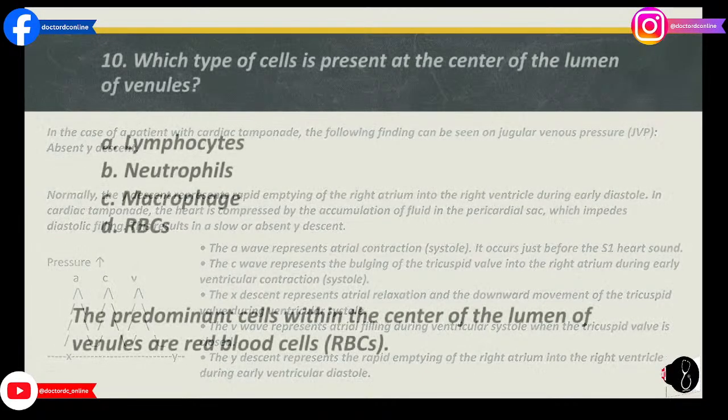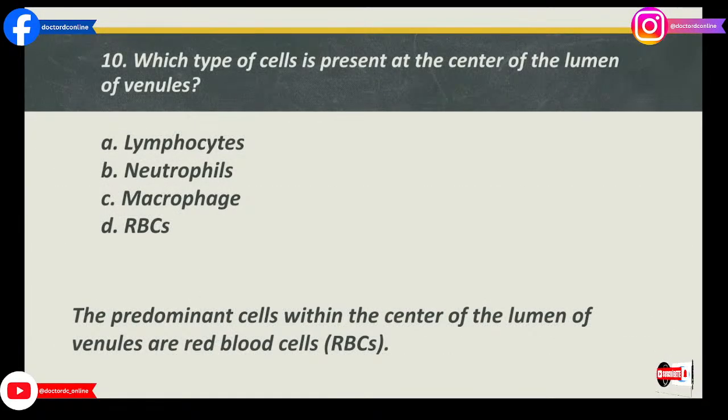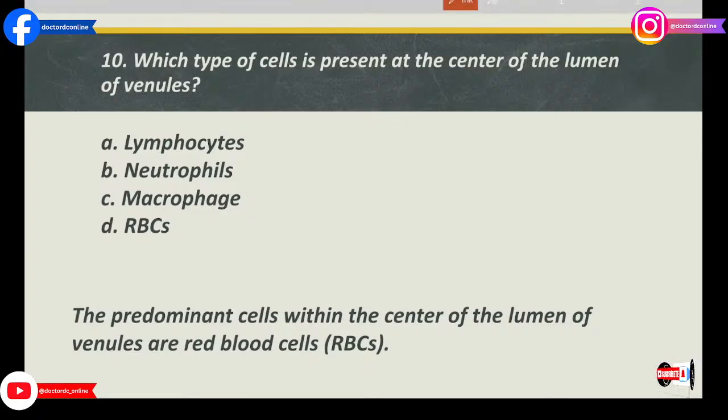Finally, in question 25, you are asked which cell type is present in the center of venules. The options are option A, lymphocytes, option B, neutrophils, option C, macrophages, and option D, red blood cells. The central lumen of venules primarily carries red blood cells. The correct answer is option D, red blood cells.